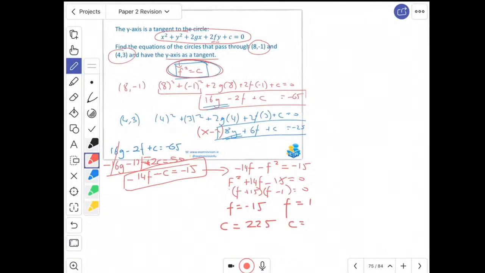And now all I need to do is go and work out what g is. And you can go back up to one of your original equations. So let's say you go back up to this top one here.